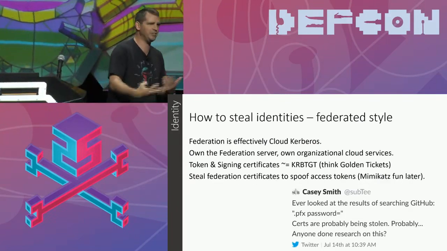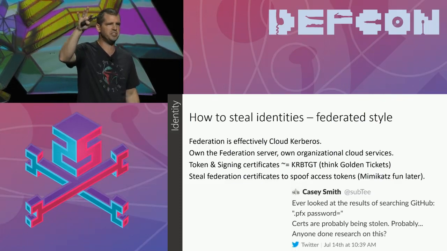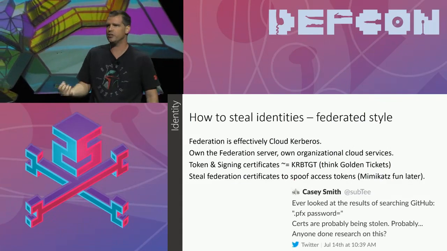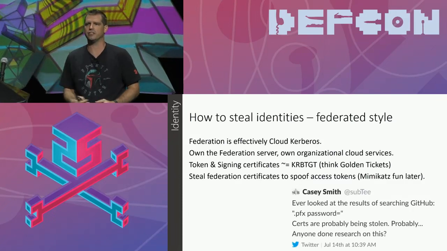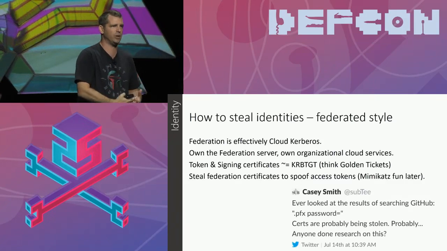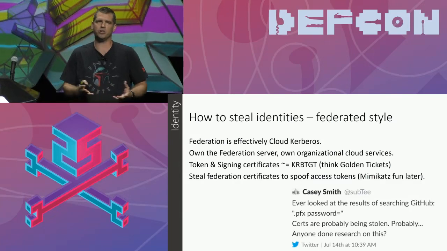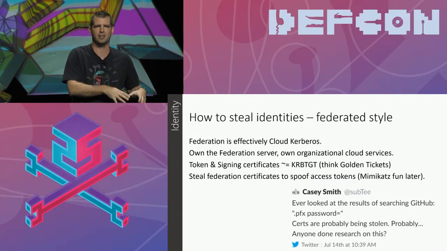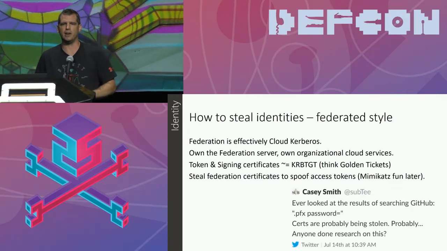This federation is effectively like a cloud Kerberos. And so just like with the domain controller, where the KRBTGT is the thing that signs all of those Kerberos tickets, on the federation server, those certificates are what sign those tokens that say that these users should have access. So if it's possible to actually extract those certificates off of that federation server, or potentially find them elsewhere, as Casey mentions, then that means you can spoof access to any cloud service you want, provided that that organization has a trust with that. So we're looking at kind of a golden ticket in the cloud environment.